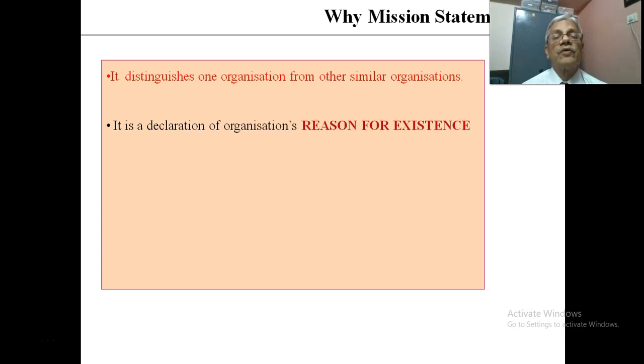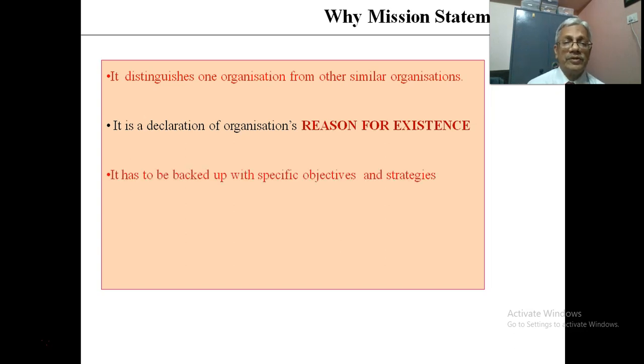It is a declaration of the organization's reason for existence. So through your mission statement, you are declaring your reason for existence. It's very, very important, because unless this is clearly communicated, people at different levels will have different perceptions and different communication about the organization's existence. So this will help to provide a unified communication. And it obviously has to be backed by specific objectives and strategies.